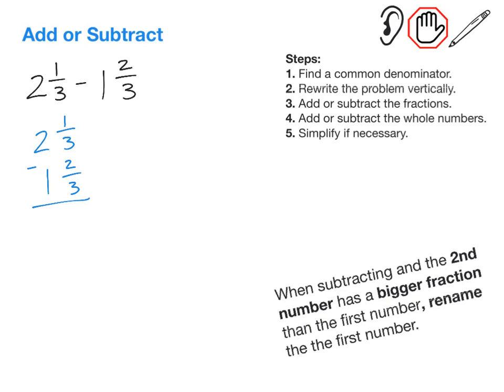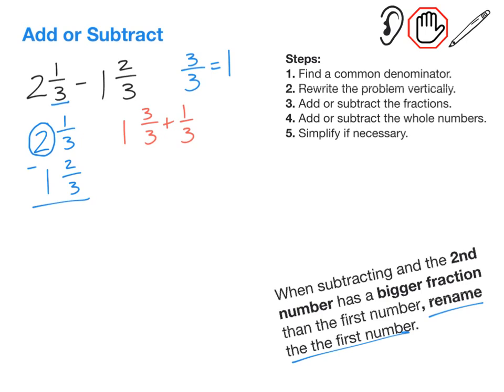So I'm going to have to rename the first number. I can rename the first number if I have an understanding of what a whole is. So using the denominator 3, I know that 3 out of 3, or 3/3, is equal to 1 whole. So I have 2 wholes here. So I can rename my first number as 1 3/3 plus 1/3. So I still have my 2 wholes plus my 1/3 there.